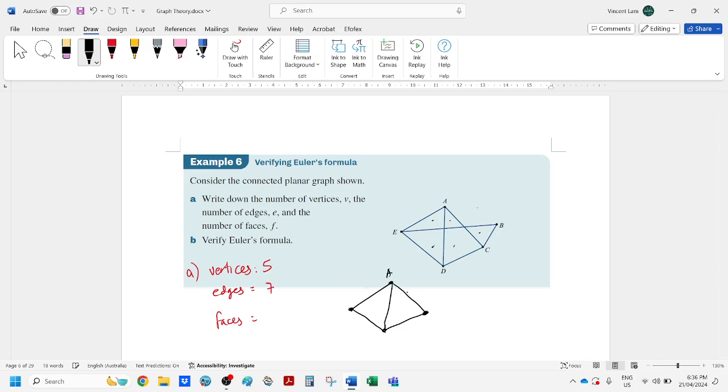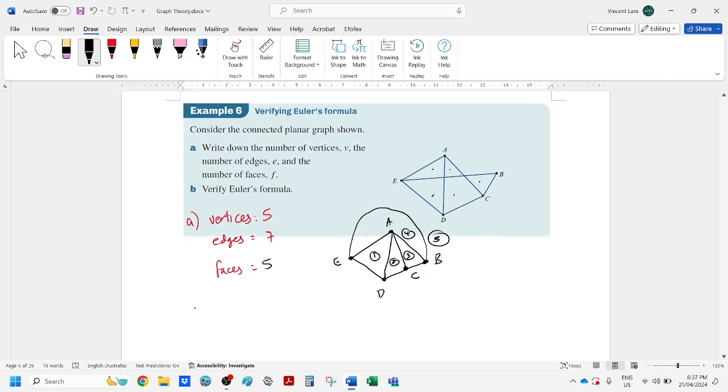This looks like there's 6 faces, but it doesn't. If A is here, B is here, C is here, D is here, E is here. Now I need a line from E to B, so I'm just going to go around like that. See how this graph is now planar? So that's 1, 2, 3, 4, 5. There's 5 faces in this one here.